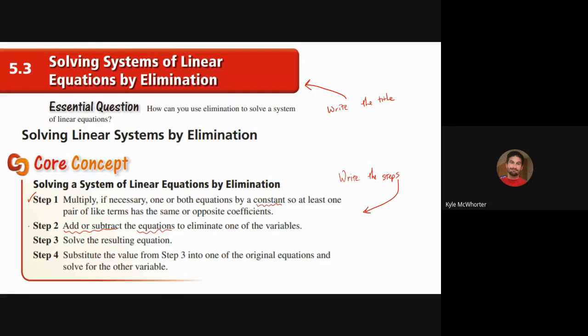So we need to just jot these down and then we'll reference them back as we work through the steps. Step one is basically you need to make sure that a variable can cancel out, so you might need to multiply one or both equations by a number. Step two is to add or subtract the equations to eliminate one of the variables. Three is to solve the resulting equation, which will give you one of the variables. Step four is to plug that variable back into one of the original equations to solve for the other variable. So you're still getting the x and the y, the two solutions.